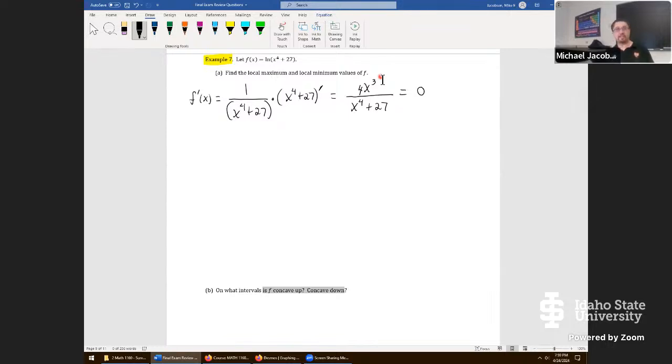Okay, now solving this equation, it just boils down to 4x cubed, the numerator, set to 0, and there's only one solution. X equals 0 is the critical number of f.